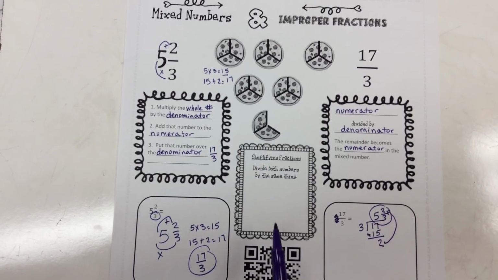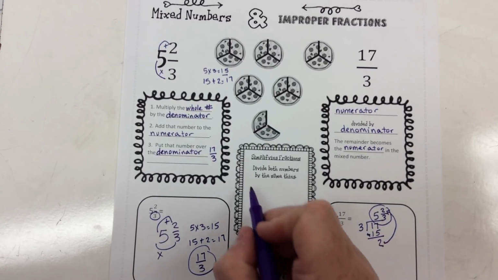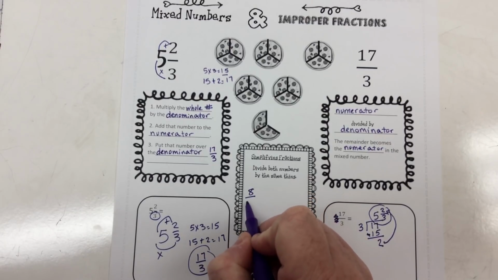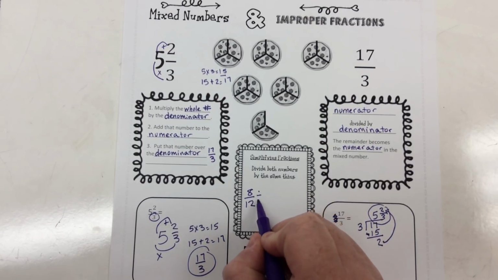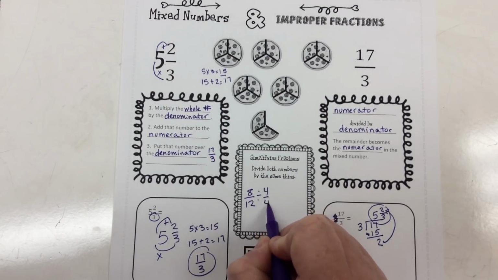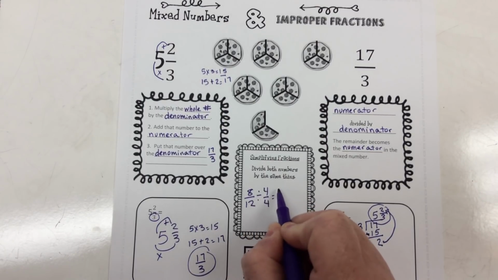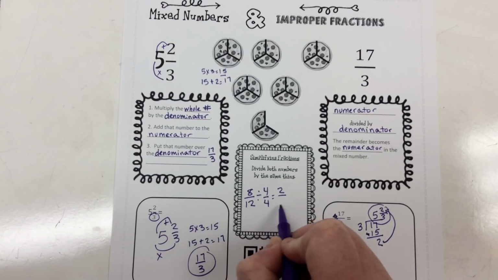Now, one more little thing here. Sometimes we have to simplify our fraction. So I'm just going to give you a random fraction here. We're going to go with 8/12. To simplify a fraction, we just divide both numbers by the same thing, by the same factor. So on this one, I could divide them by 4. 8 divided by 4 is 2. 12 divided by 4 is 3.